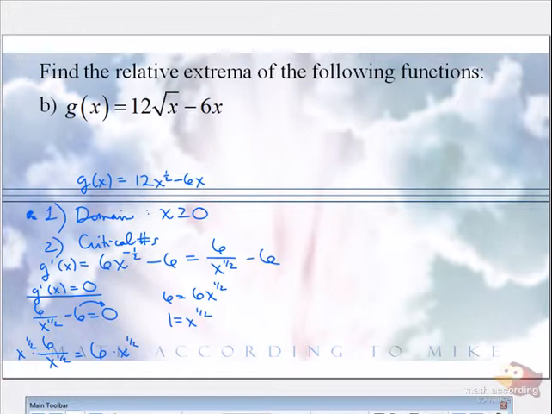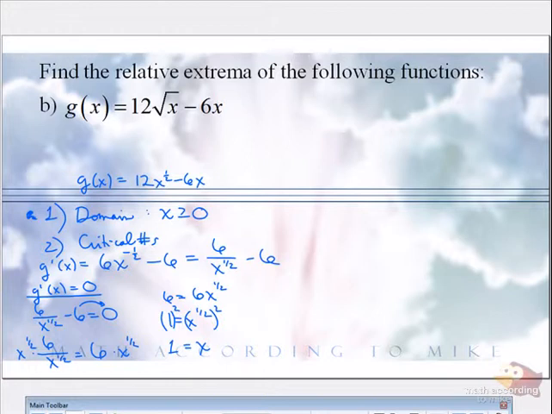Anytime you want to get rid of a fractional exponent, or any exponent, really, you raise both sides to the reciprocal. Cough, cough, your homework, cough, cough, as some of you may already know. So what's the reciprocal of a half? 2, so we're going to square both sides. Class, what is 1 squared? 1, very good. So x equals 1 is a critical number.